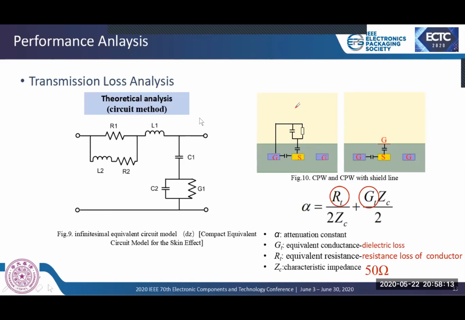After adding the shield line, it reduces the capacitance and conductance effect of silicon substrate. So, equivalent conductance GT is decreased. Also, it brings resistors in series, decreasing the equivalent resistance RT. To sum up, the transmission loss is decreased.